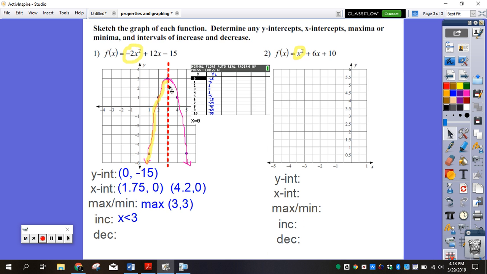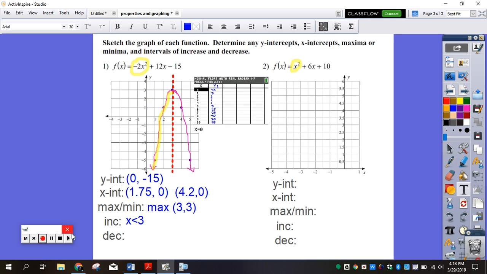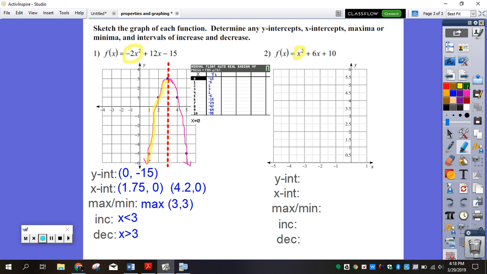And then it switches, when it switches from being less than to greater than, it switches to a decrease. So starting at my vertex and moving to the right, I've got a decrease. So that would be x greater than 3.